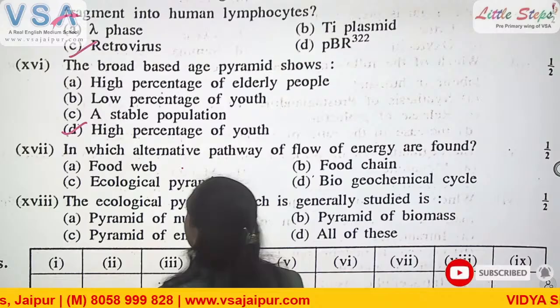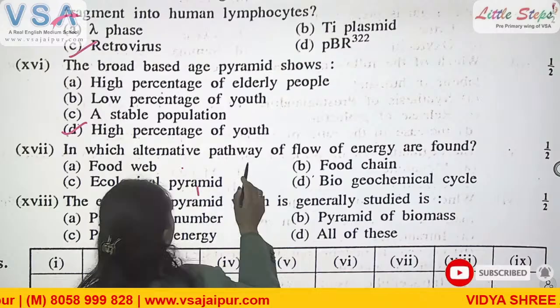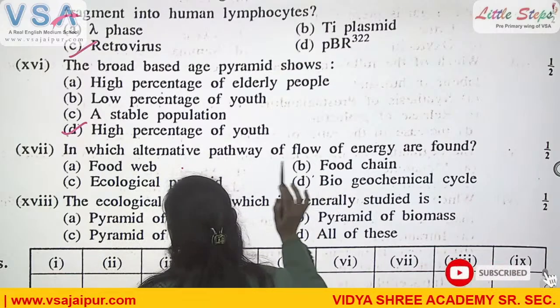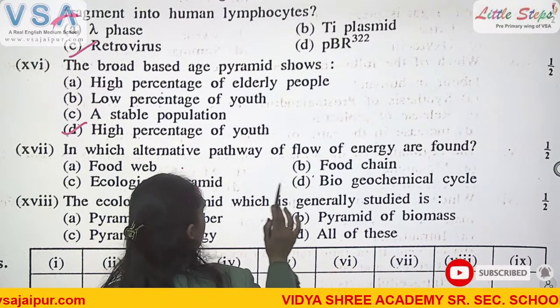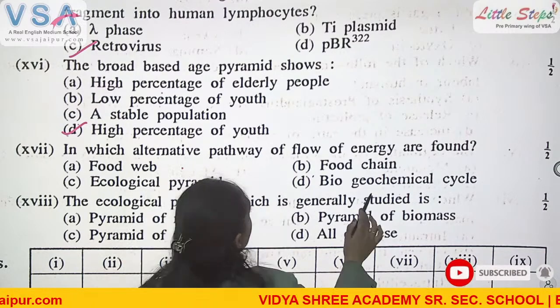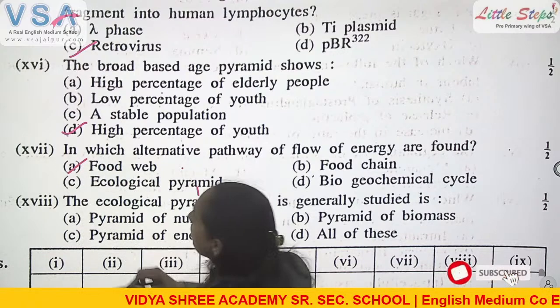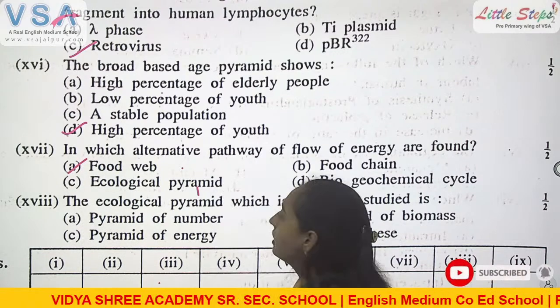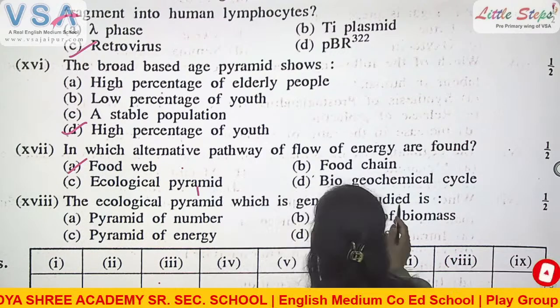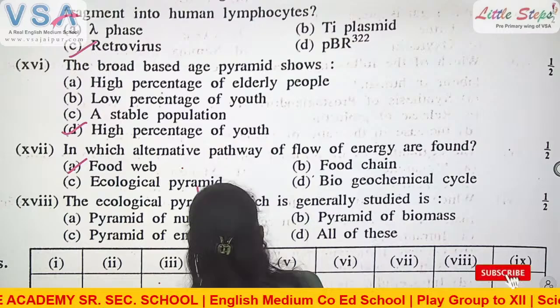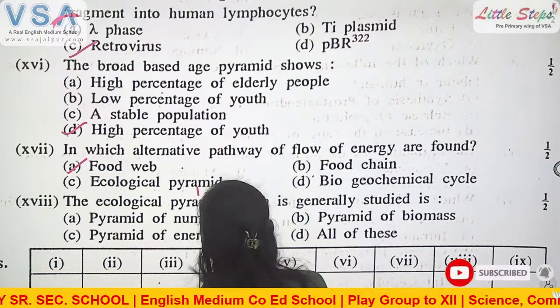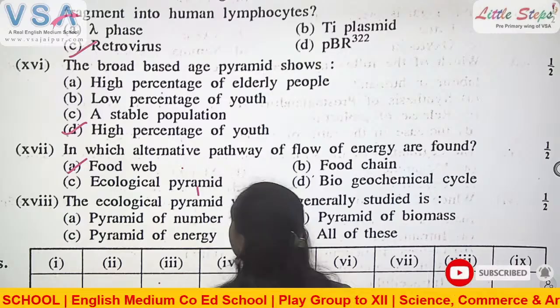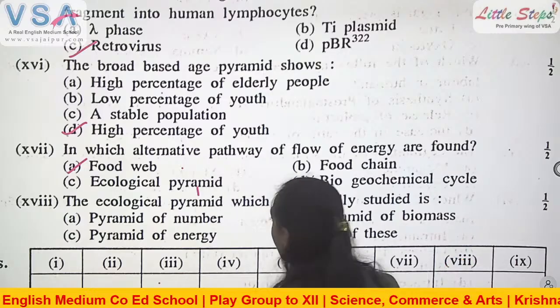In which alternative pathways of flow of energy are found? Food web, food chain, ecological pyramid or biogeochemical cycle? So what is the right answer? Option A. Food web. The ecological pyramid is generally studied in pyramid of number, pyramid of biomass, pyramid of energy, all of these. So what is the right answer? All of these.